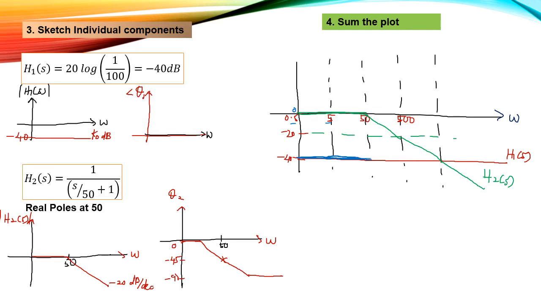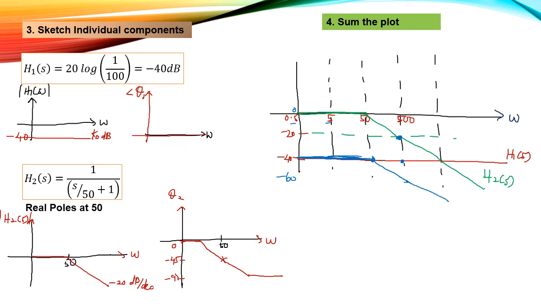Okay, so then from 50 to 500, you see there's negative 40, and then you have the decreasing slope. So you can look at the endpoint at this point. It is negative 20 plus negative 40, which is negative 60. So negative 60 somewhere here. The line will drop down until negative 60, and the same trend continues onwards.